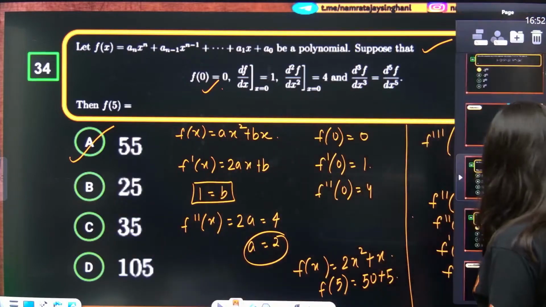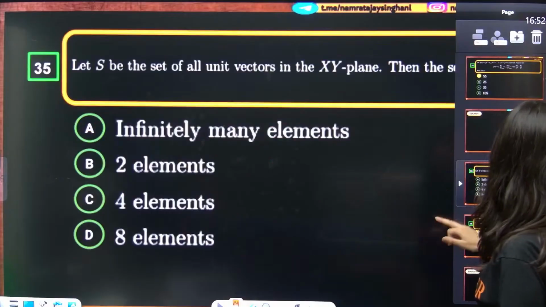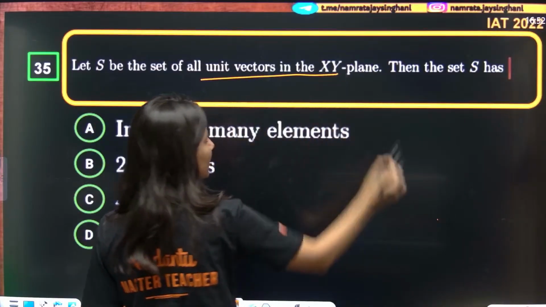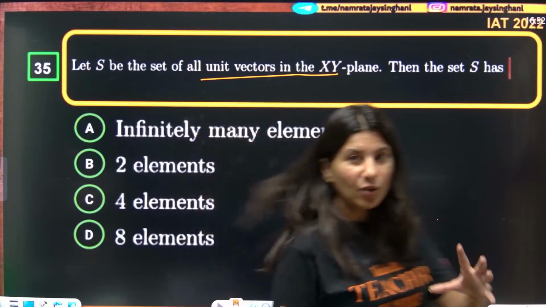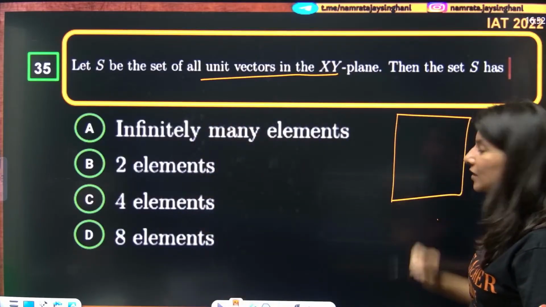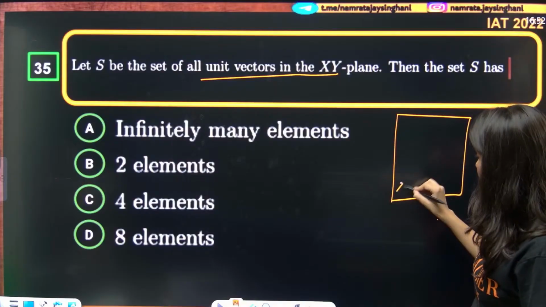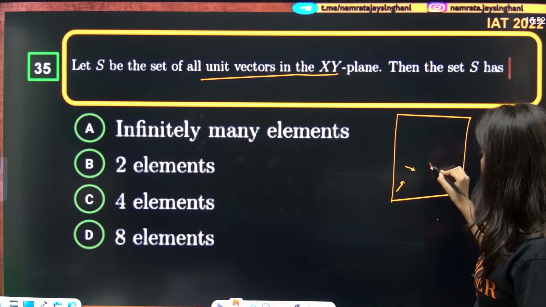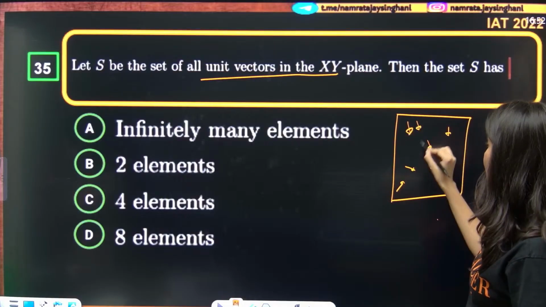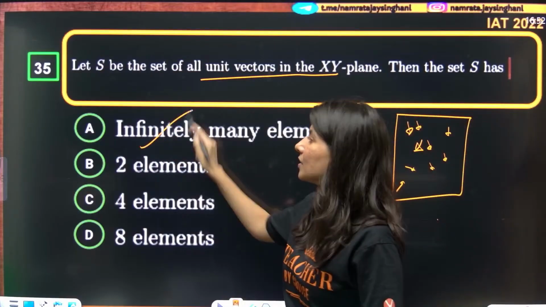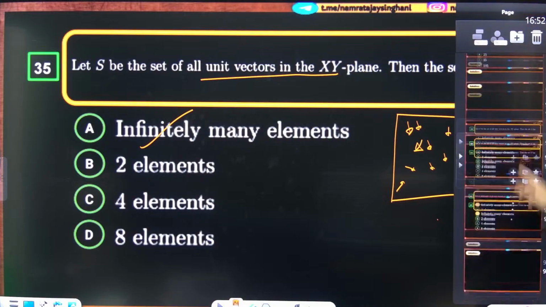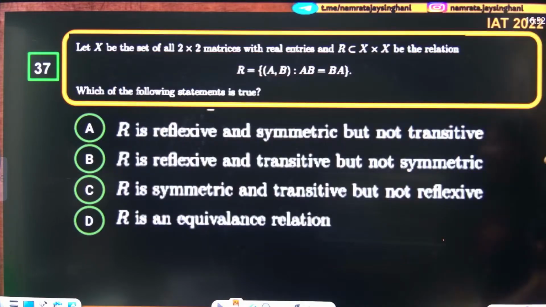All right, the next question is right here. S be the set of all unit vectors in the xy plane. How many unit vectors are possible in the xy plane? There will be so many unit vectors possible, no? Magnitude is 1, but we can think about different directions. Infinite directions are possible in the xy plane, so infinite answers will be there. It's quite intuitive.